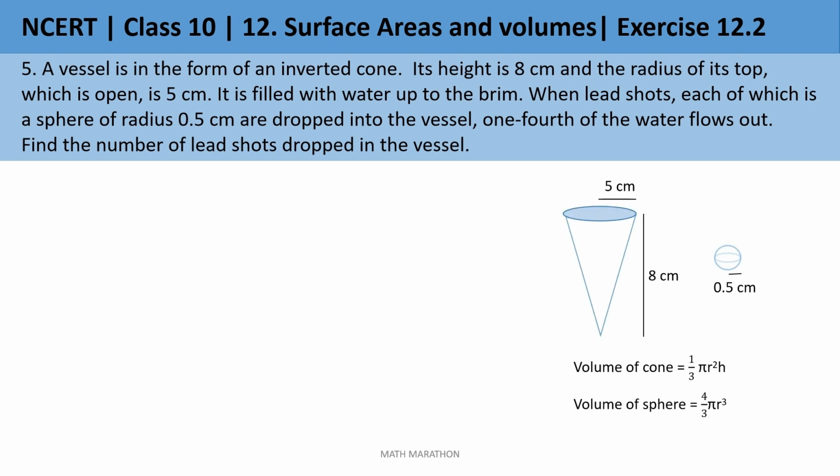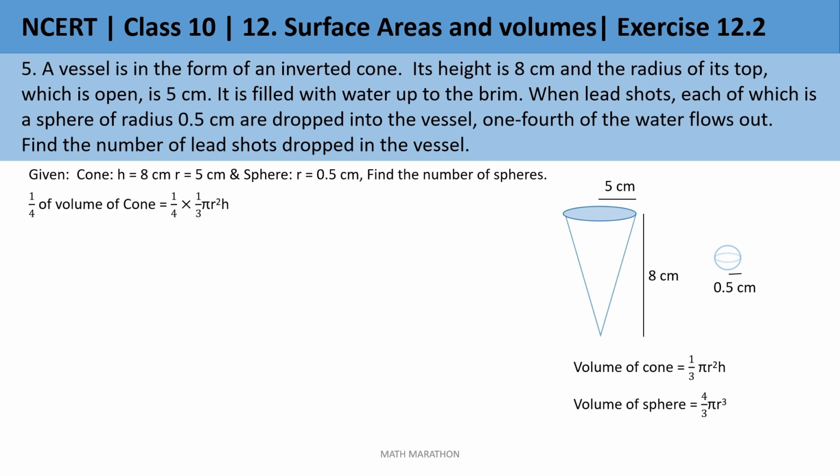I have drawn a diagram. I have shown an inverted cone. Also, I have shown a sphere. We have the following information. Consider cone. Height is 8 centimeter. Radius is 5 centimeter. Consider sphere. Radius is 0.5 centimeter. Archimedes' principle is, if the body is completely submerged, the volume of fluid displaced is equal to the volume of the body. So, 1/4 of volume of cone is equal to n number of volume of spheres.